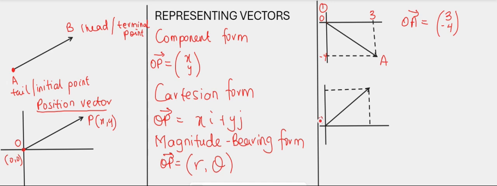Now let's say we have another vector OP, that's number 2. Our point P, we have 4 here and then we have 2 here. If we want to write OP in Cartesian form, this will be written as 2i plus 4j. In our next video, we are going to look at the magnitude bearing form in detail.